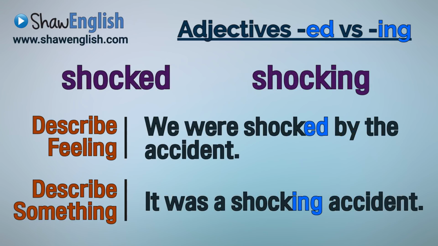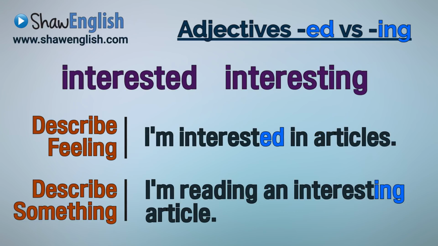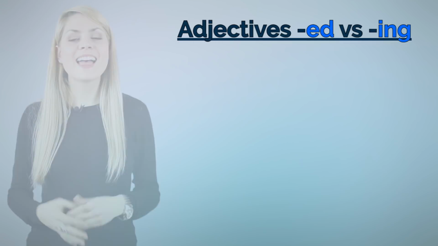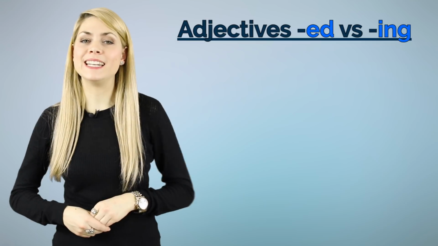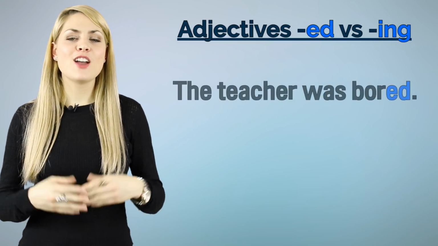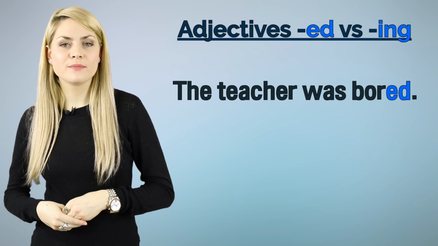Shocked, shocking. We were shocked by the accident. It was a shocking accident. Interested, interesting. I'm interested in articles. I'm reading an interesting article. Last example, 2 sentences, 2 different meanings. Look at these. The teacher was bored.